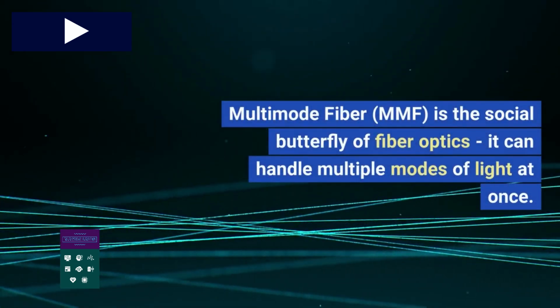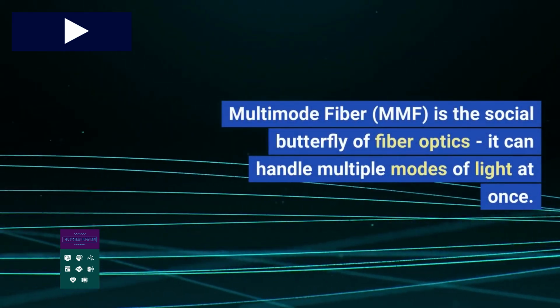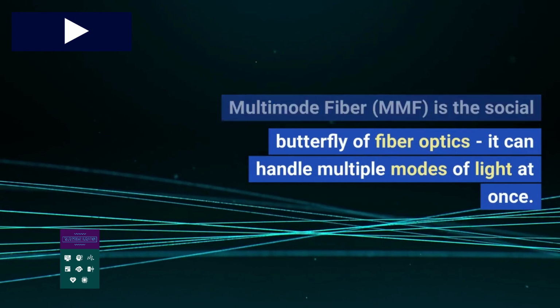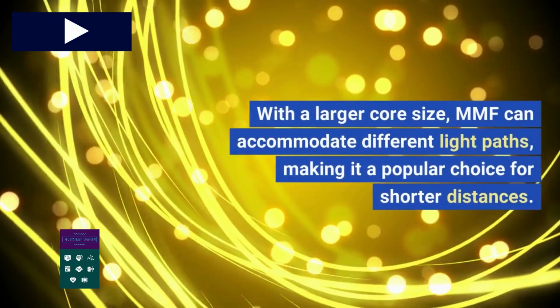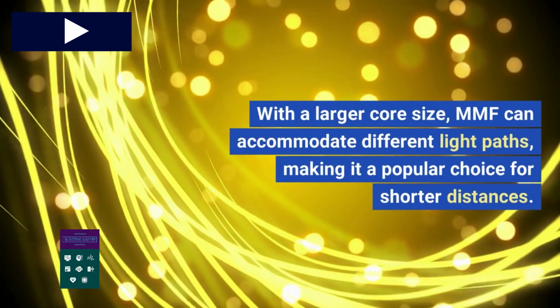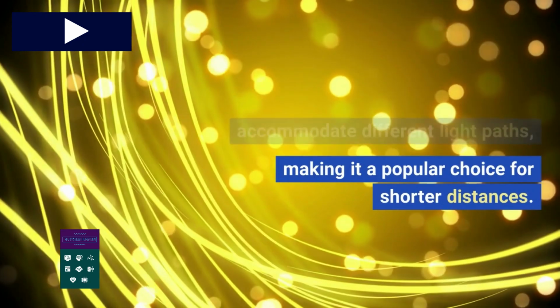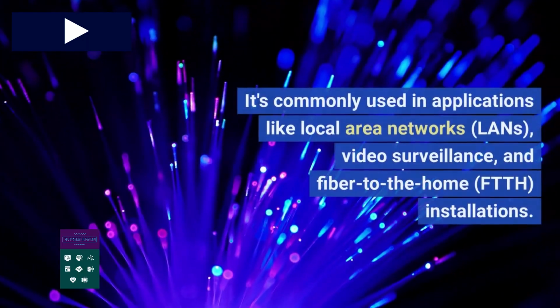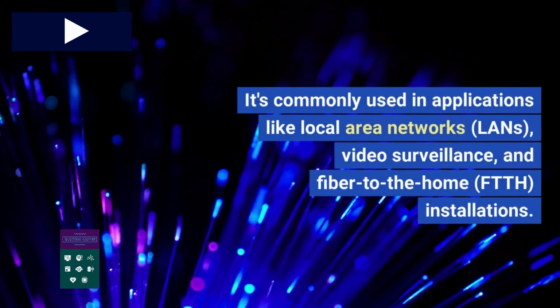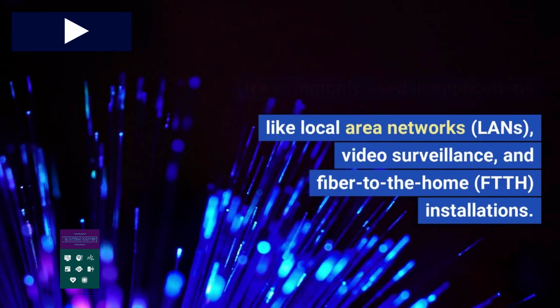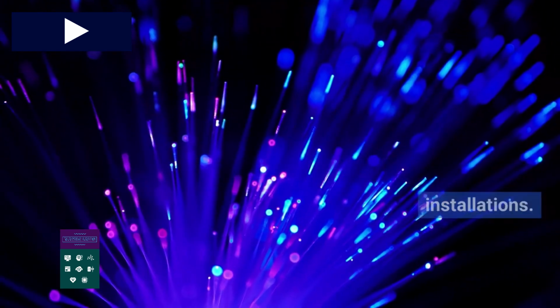Multimode fiber, MMF. Multimode fiber, MMF, is the social butterfly of fiber optics. It can handle multiple modes of light at once. With a larger core size, MMF can accommodate different light paths, making it a popular choice for shorter distances. It's commonly used in applications like local area networks, LANs, video surveillance, and fiber to the home, FTTH, installations.